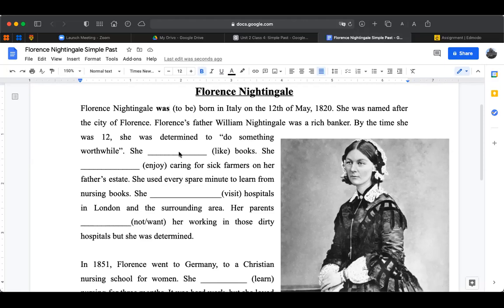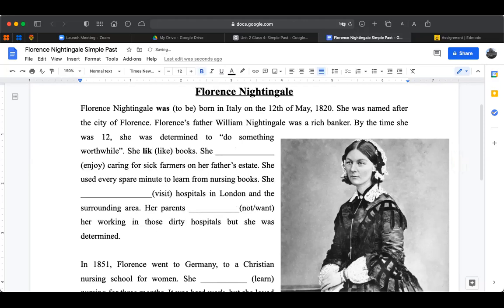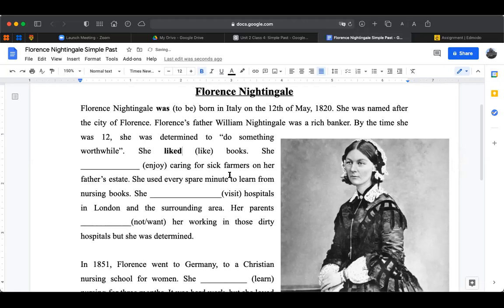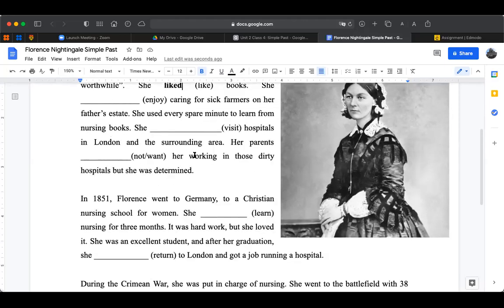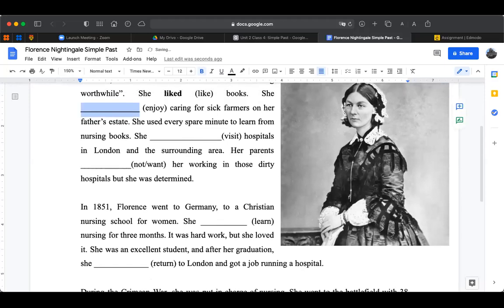Y después coge a alguien. She liked books. Okay, she liked, not like it, she liked. She liked books. Very good. Now pick someone else to continue reading. Sandra. Okay, Sandra.